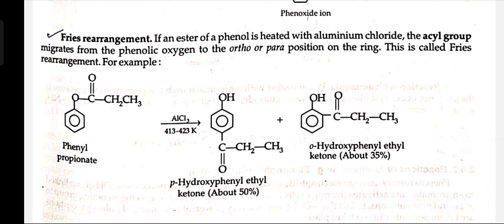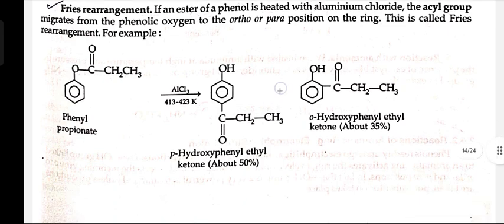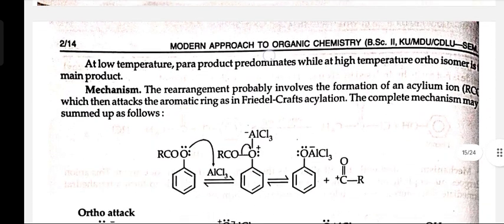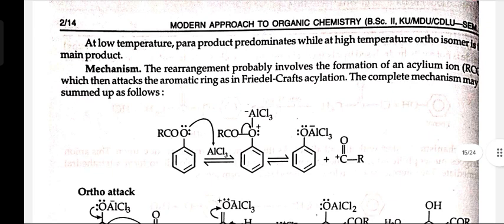Fries rearrangement. If an ester of a phenol is heated with aluminum chloride, the acyl group migrates from the phenolic oxygen to the ortho or para position on the ring. This is called Fries rearrangement. For example, at low temperature, the para product predominates, while at high temperature, the ortho isomer is the main product.